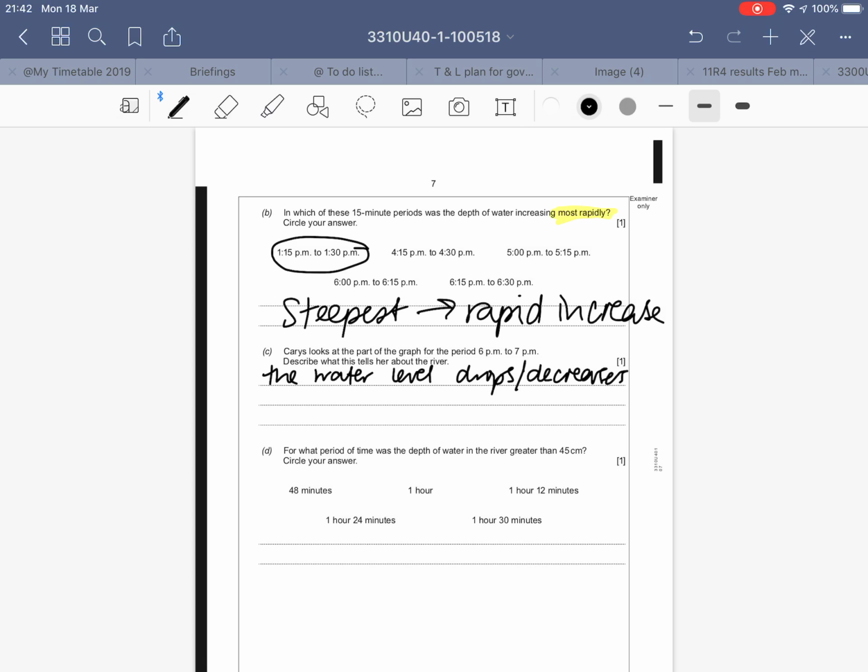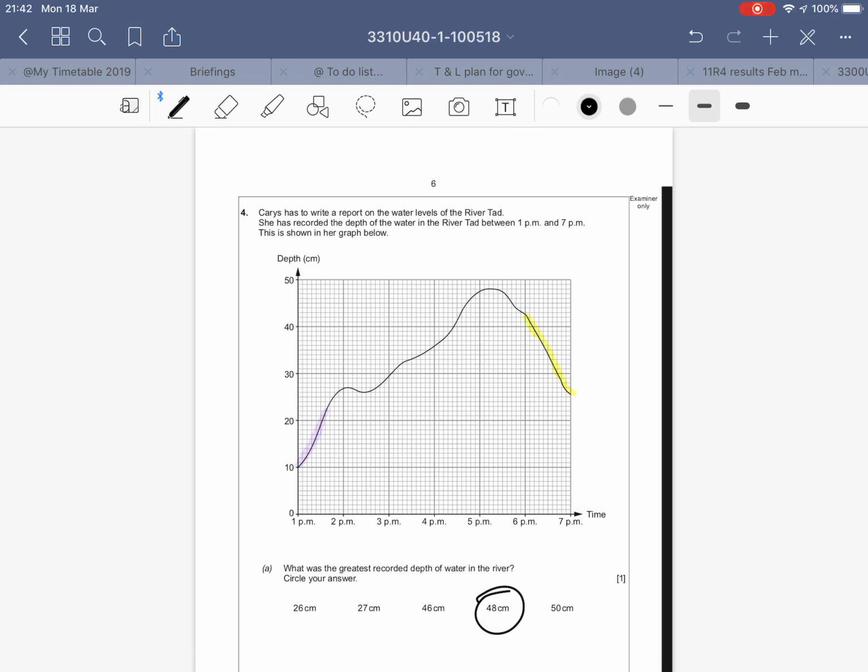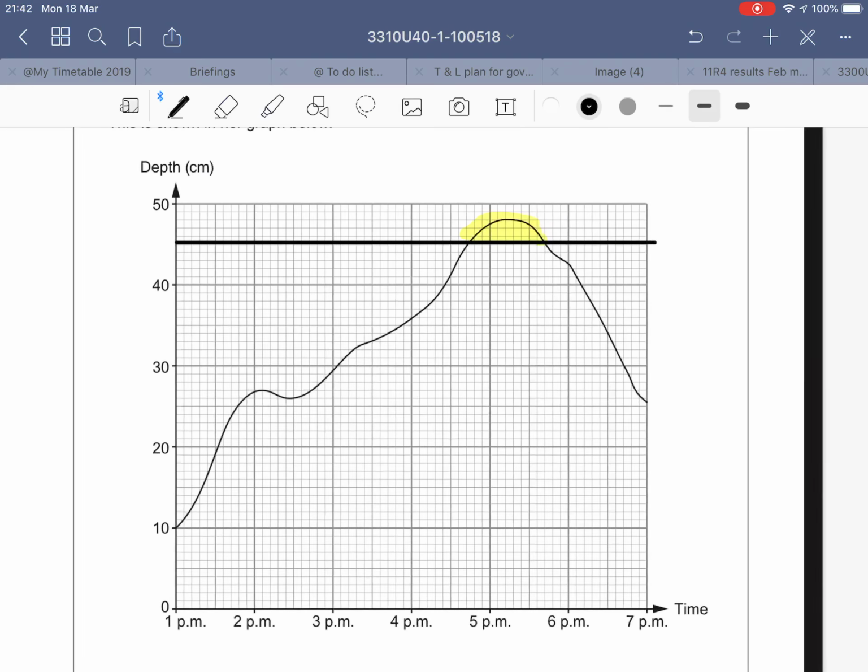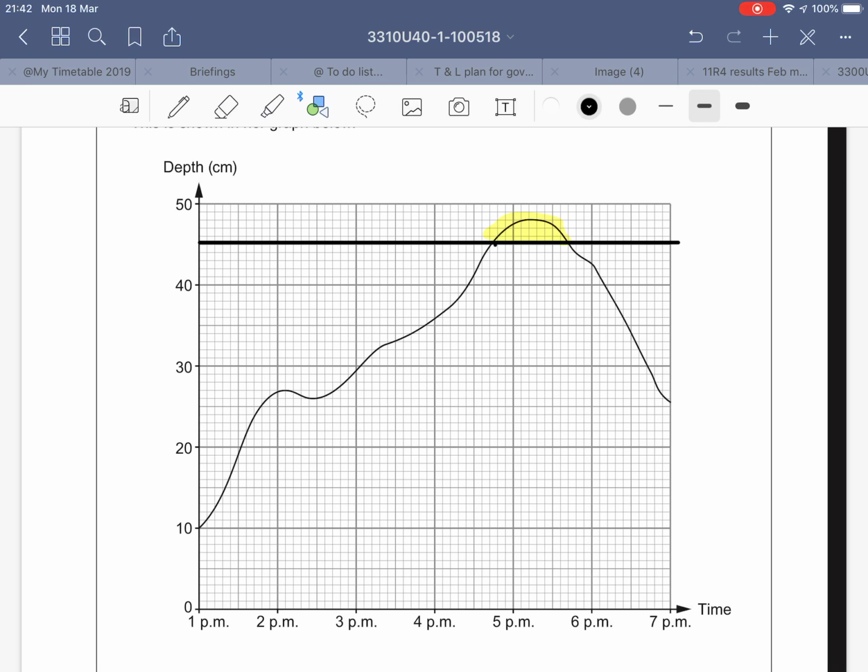Part D. For what period of time was the depth of the water in the river greater than 45 centimetres? So for what period of time was the depth in the water greater than 45 centimetres? Well, 45 centimetres is happening here. So for what length of time were we up here? Higher than the graph. So we start to be above that 45 centimetre mark here. And then we drop down below it there.